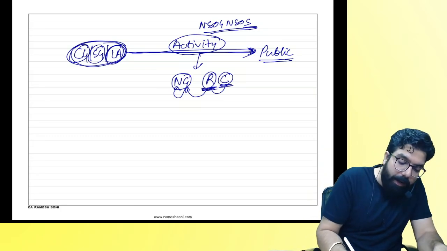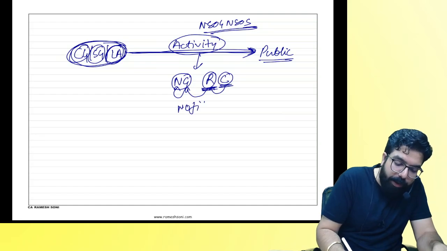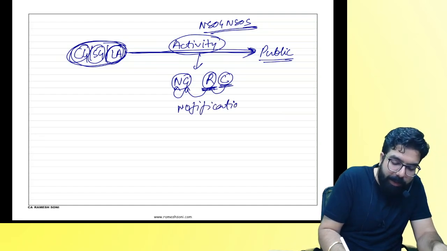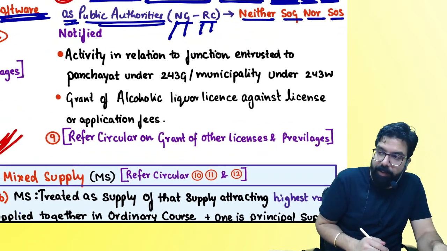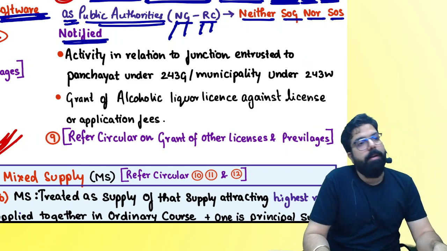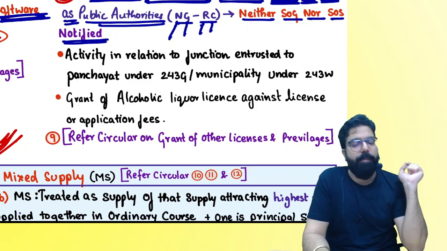Now, there are notifications which are issued. First notification is, everyone over here, there are two notifications which are issued. We'll read about the first notification. What are the activities which are notified? Government has issued a notification.